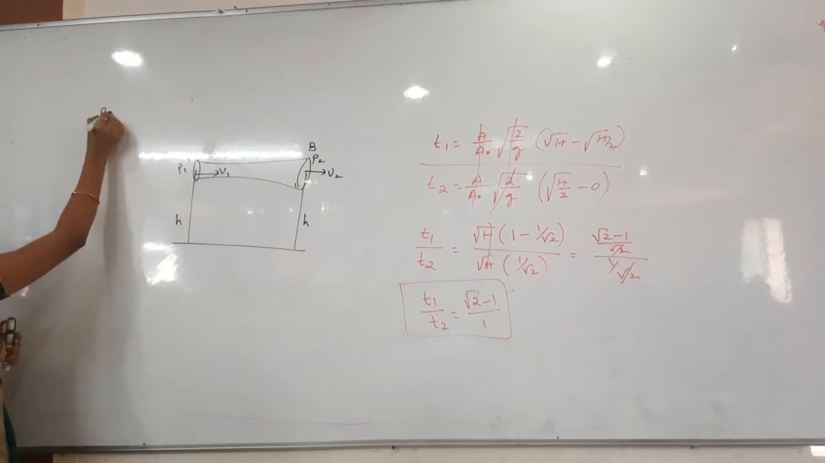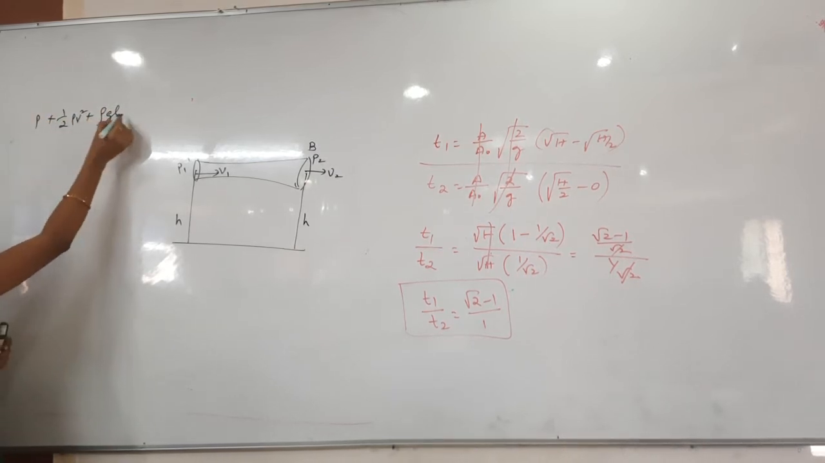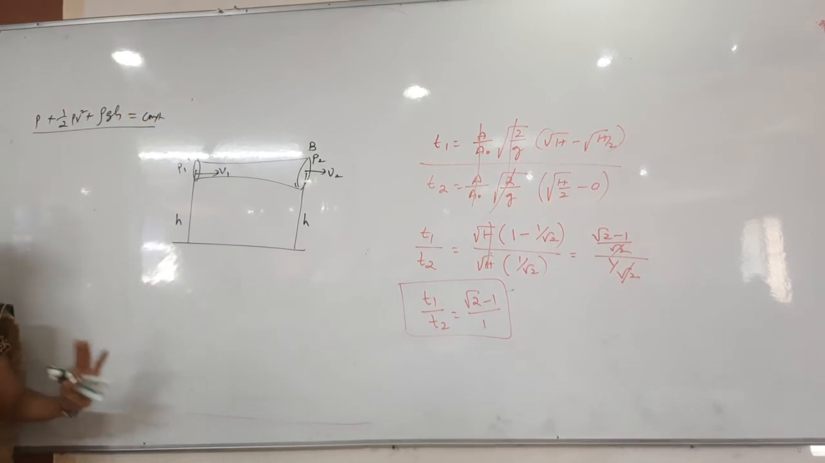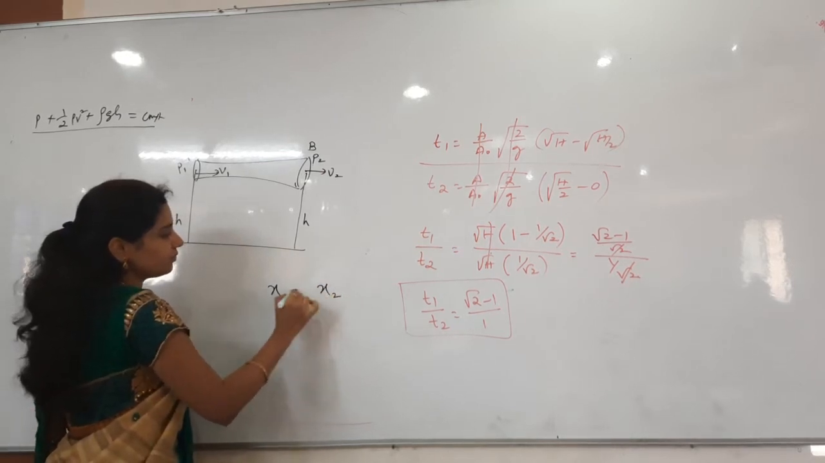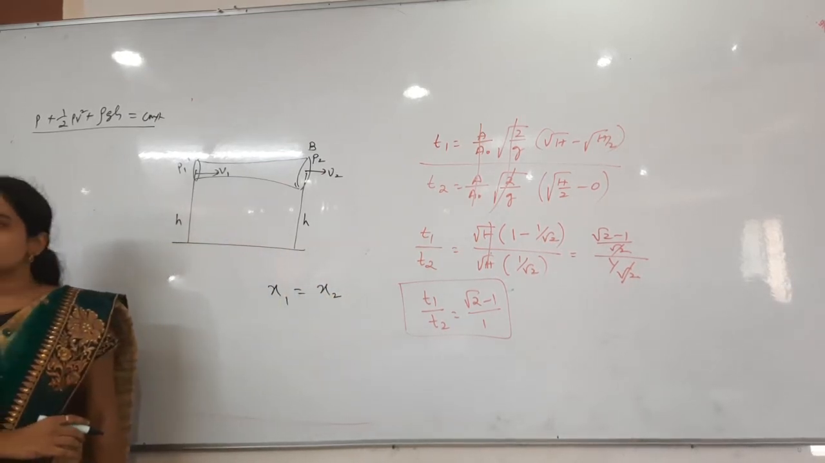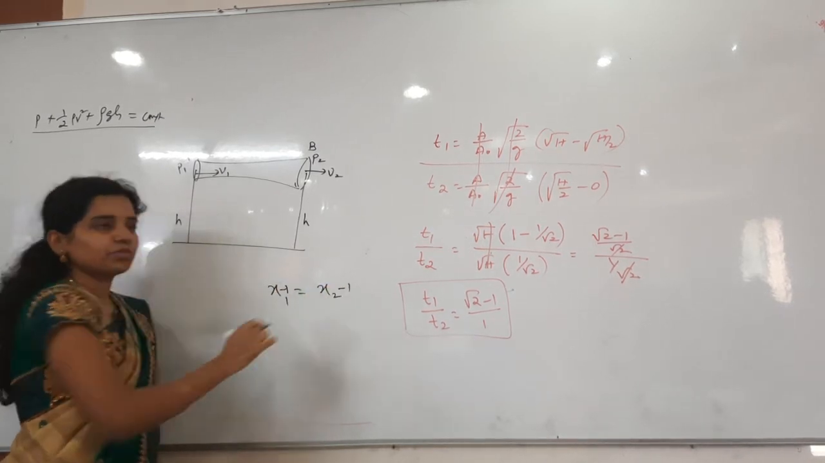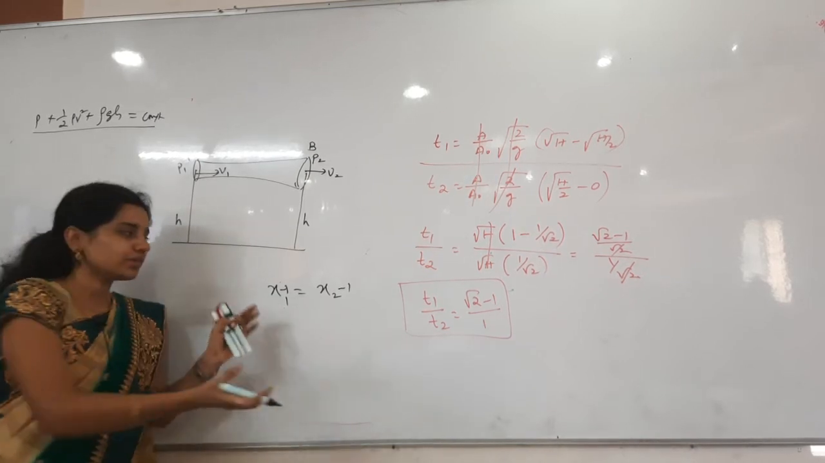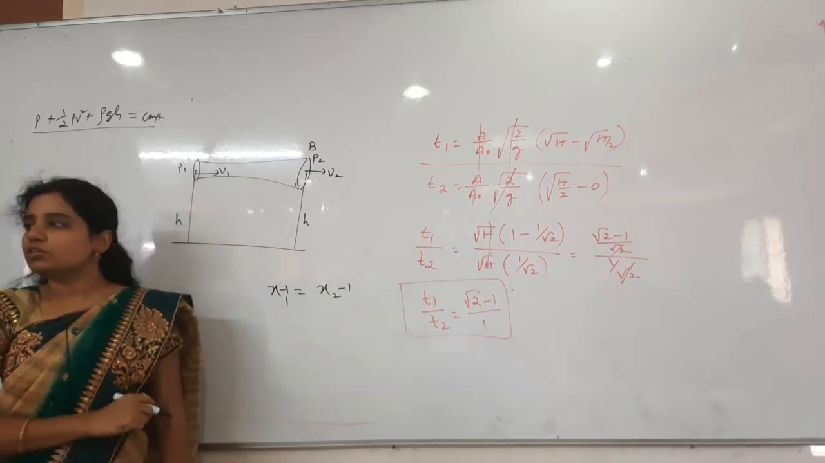Always the pressure energy plus kinetic energy plus potential energy per volume is always constant. That should remain constant only. Somehow you can either increase the value on this side, otherwise decrease the value. For example, I want to make x1 equal to x2. If I am removing minus 1 here, here also I will remove minus 1, so that only they will be equal always. Either you can add the value here, otherwise you can remove the value here, but always they should be equal to each other.